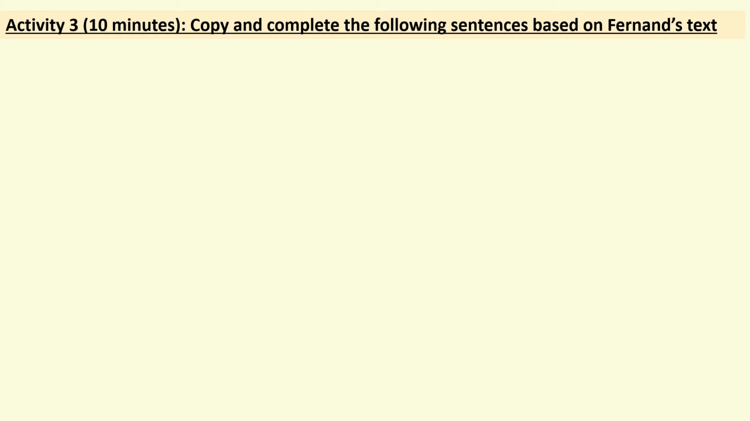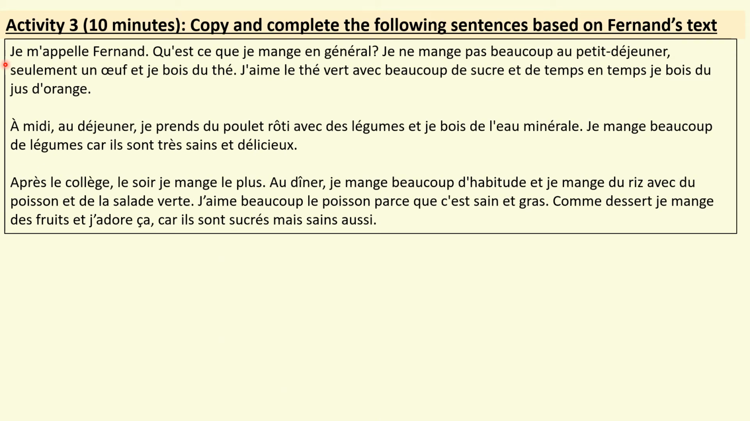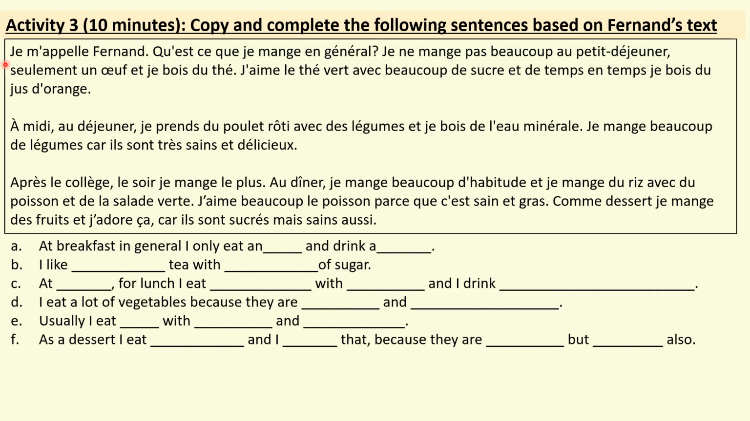Okay, now this is activity 3. I want you to copy and complete the following sentences based on Fernand's text. So you're going to read through the text again really carefully, and you're going to copy the sentences in English but fill in the gaps as well. Let's look at the first one together. At breakfast in general, I only eat an, well we know it's an, so it's going to be, it starts with a vowel, and drink a, and we need to complete this as well.